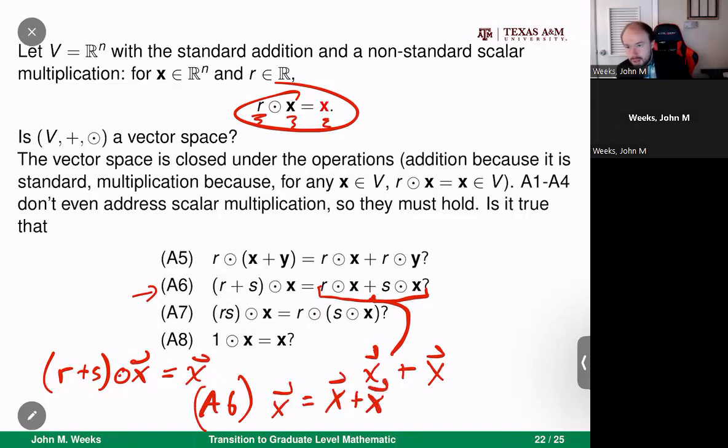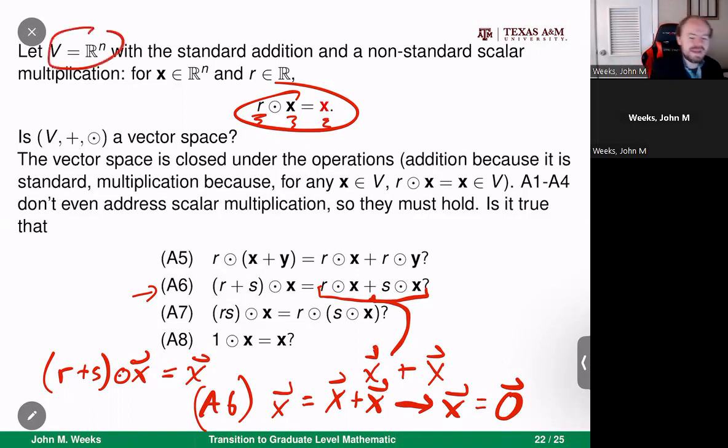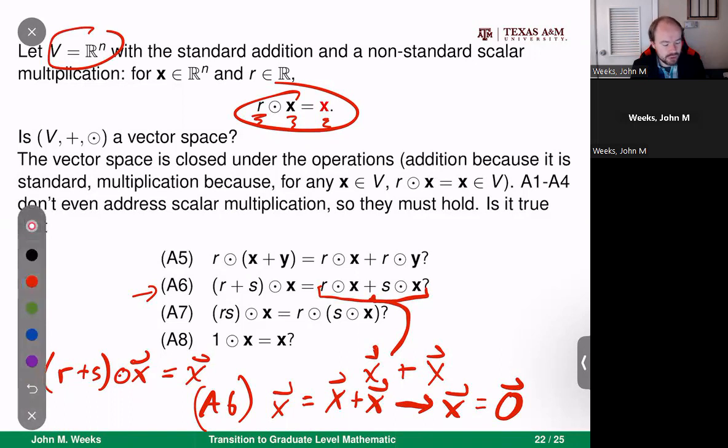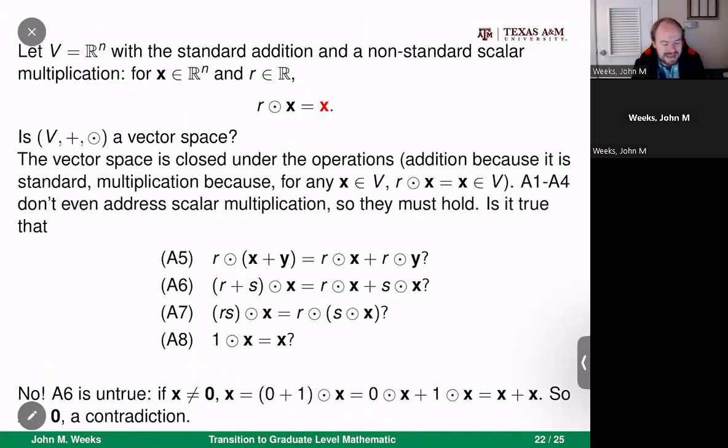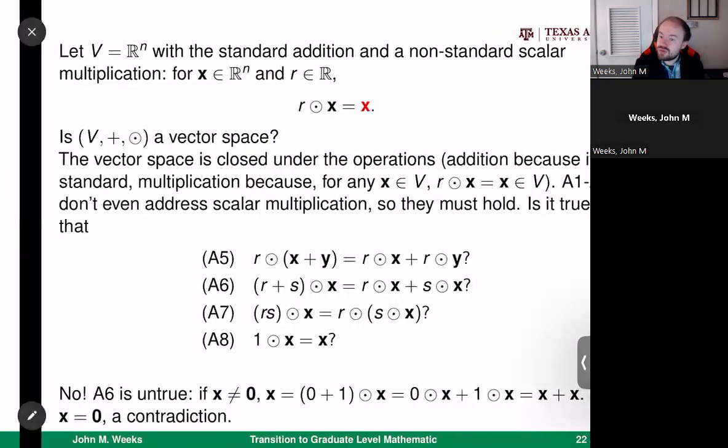Is this true? Only in one case is it true. And that's only true when the vector x is, I can subtract from both sides, remember, that's allowed, the zero vector. I have news for you. We are not in the trivial vector space. If we were in the trivial vector space, this would be fine. But we are not. We are in Rn. So we can say that this is going to be untrue because of A6. If we have any non-zero vector, then we can get that the vector is, say, for example, 0 plus 1, dot product with x, and that's going to give us x plus x when we multiply everything there. So indeed, the vector x is 0, and this contradicts what we had before.